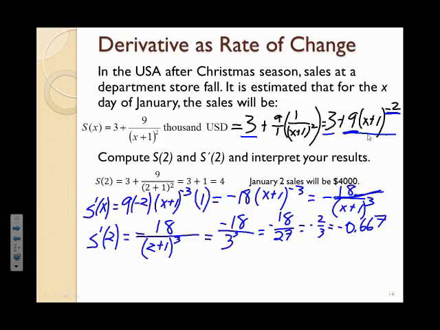The second part of it was to say, well, what is S prime of 2? Well, whenever we take the derivative, we're doing a rate, right? So that must mean the rate of S, which is sales. The rate of sales. How fast are sales happening? It's the sales rate. So the sales rate, now again, we're doing it here when x is equal to 2. So the sales rate on January 2 will be, now here it's minus 0.667.